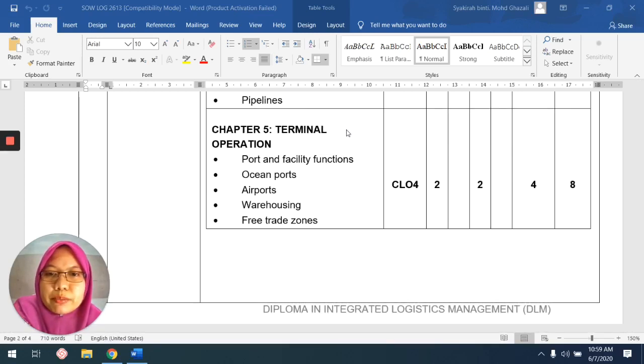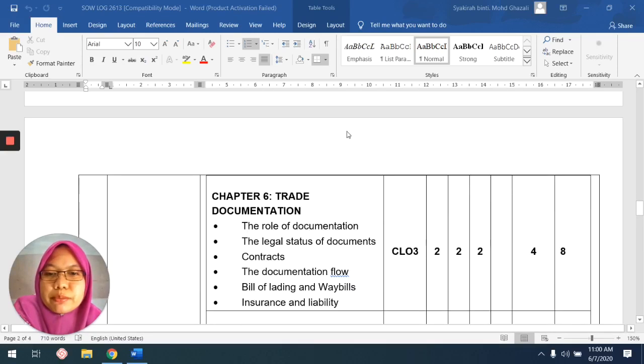For terminal operation, we will learn about ports and facilities, and then we will know about ocean ports. What are the busiest ports in the world? And then airports, warehouses, and also free trade zones. That's for chapter 5.